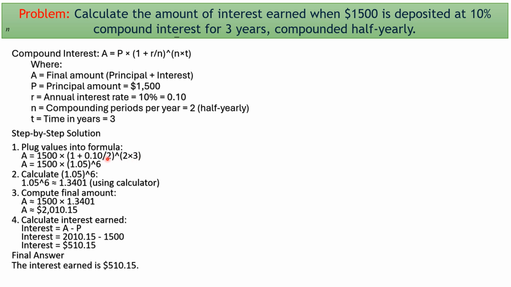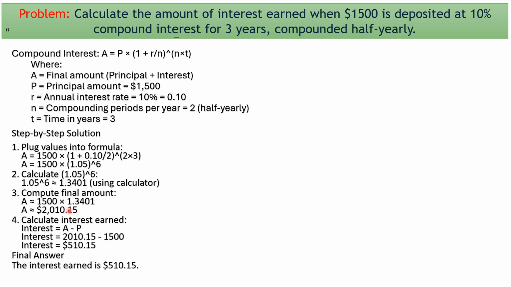So let us use this formula to arrive at the answer. Then calculate the value one by one. Finally, you will get the final amount. A is equal to 1,500 multiplied by 1.3401. So therefore A is equal to 2010.10. So let us calculate.